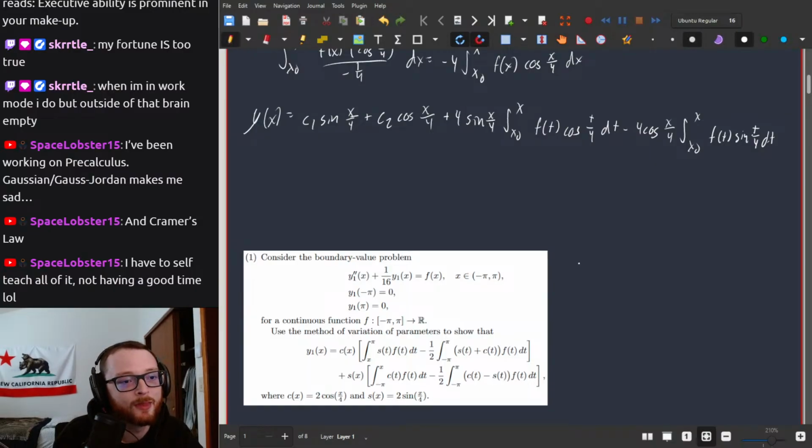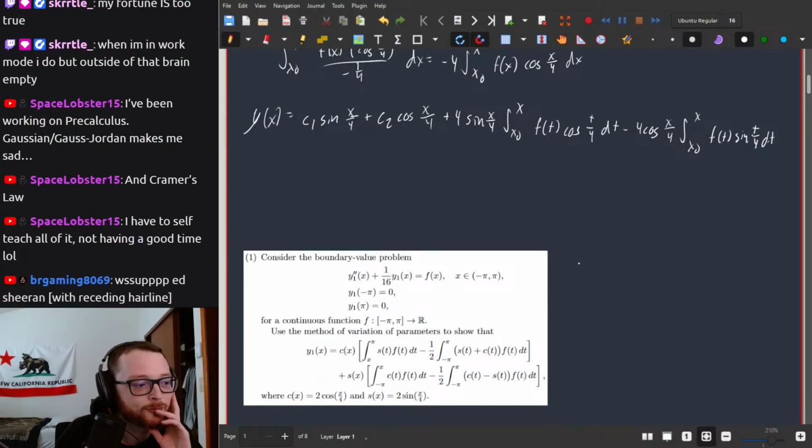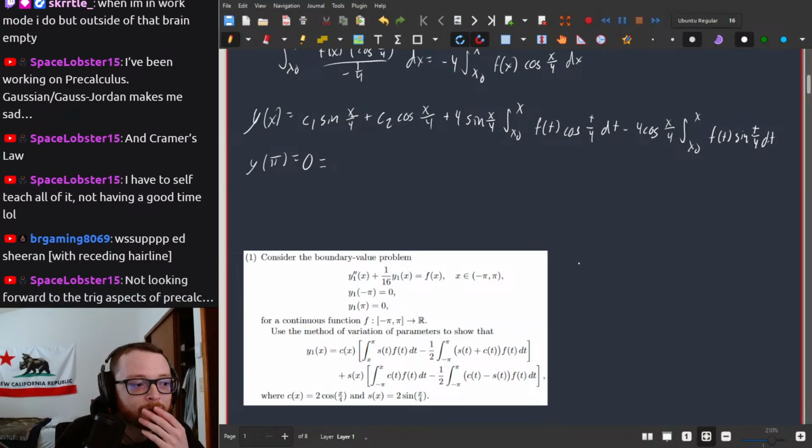Okay, let's just see what the boundary conditions give us, because I feel like we have to do them now, but I'm a little confused about how this is going to play out. Hey, BR Gaming, you know it. Sine of pi. Oh man, that doesn't even give us cancellations.